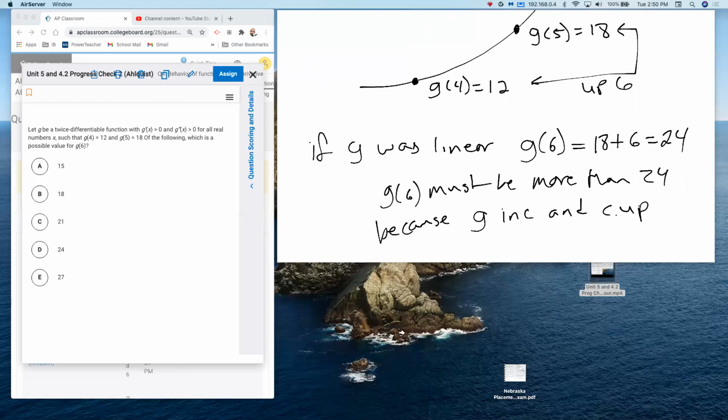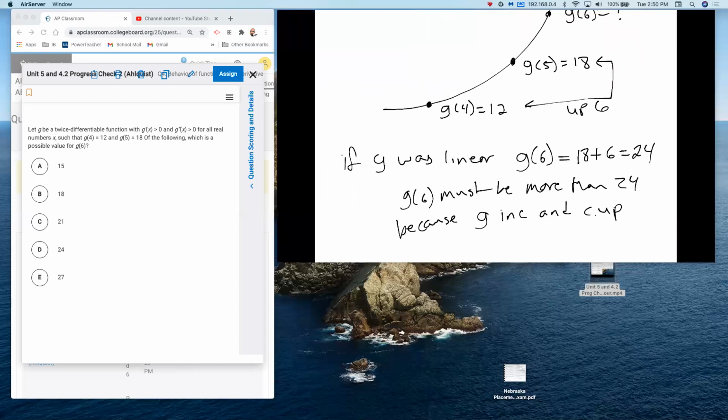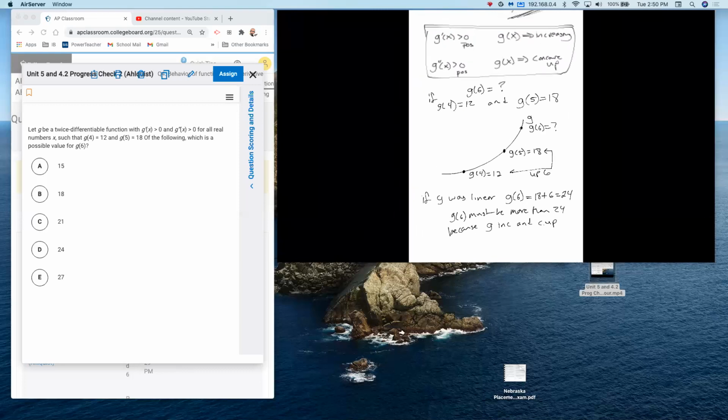So that's the idea on how you come up with that problem. You've got to extract that information that I put in the box, which really comes from the chart, and then get an idea of what this thing is doing and what g of 6 would have to do. It would have to go up more, which is why 27 is the only answer that works out that way. Now, if you interpret g prime greater than 0 and g double prime greater than 0 incorrectly on the chart, then you might not be able to get 27, but that's how you would get that problem.